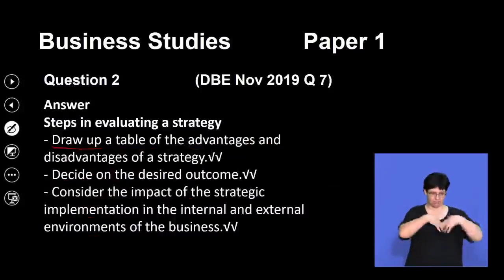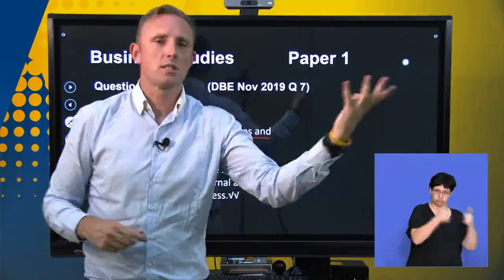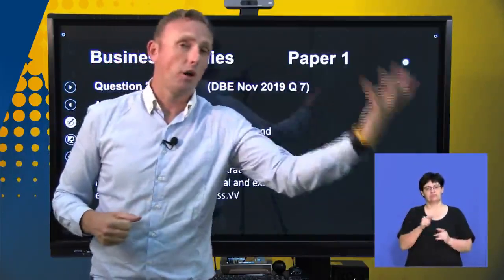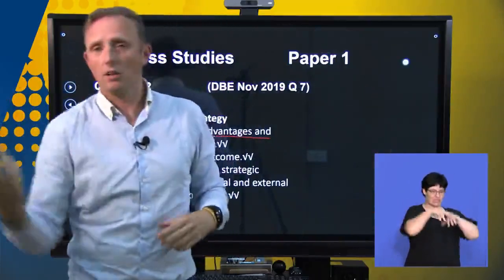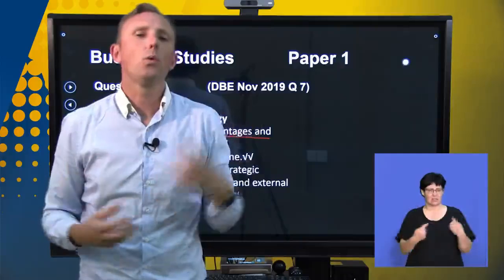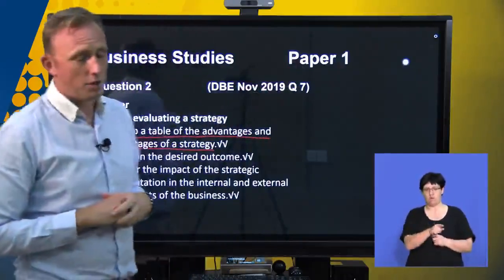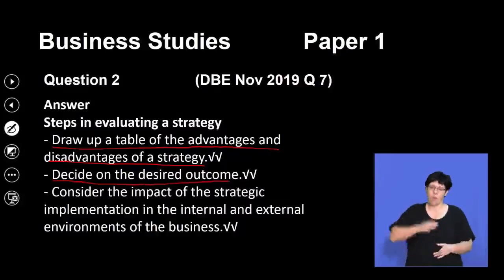We have to draw up a table of the advantages and disadvantages of the strategy, right? So what's working for us, what isn't working for us, what happens if we go down the defensive path compared to integration strategies. So we've got to look at all the pros and cons, the advantages and disadvantages of those particular strategies. Then we need to decide on the desired outcome.